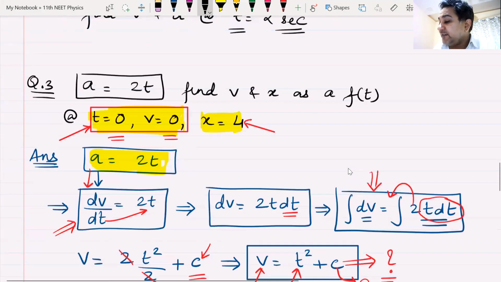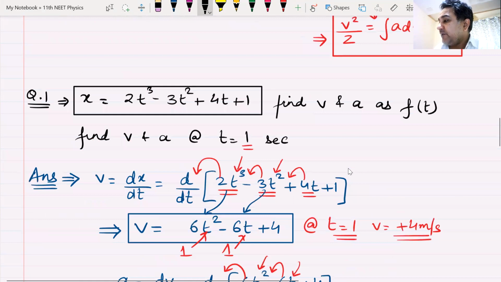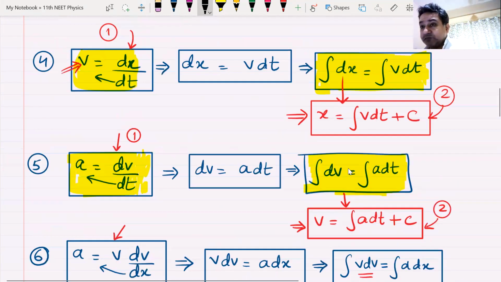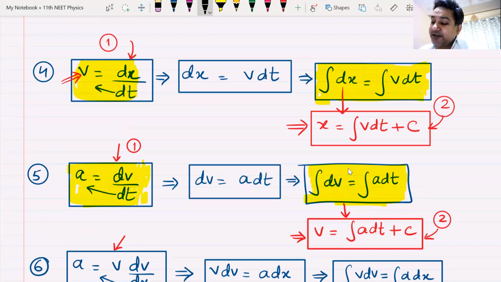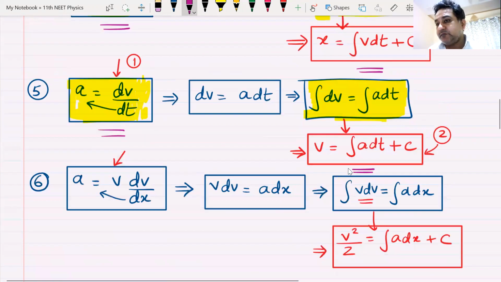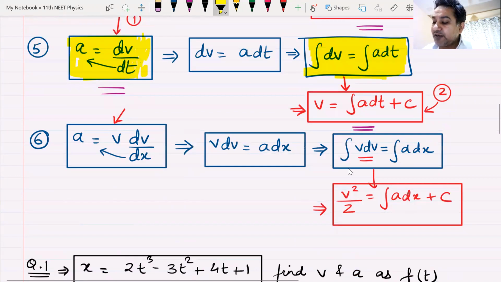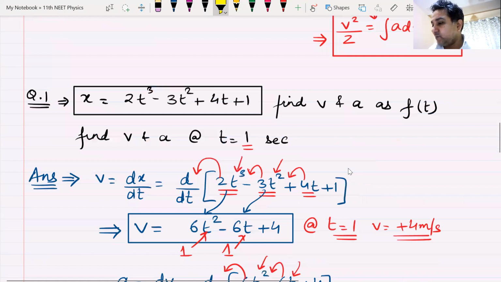So now what we have done is questions on v is dx by dt. We have done questions of this type. We have done acceleration is dv by dt questions of this type. We have found out x from v. We have found out v from a. The only thing left is to get acceleration from velocity, the derivative of x. So now we will be doing questions based on this. Are we ready for this?